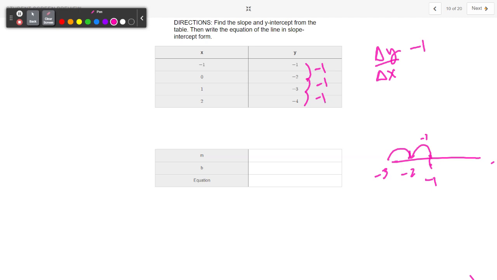And this is my change in y. If you look at the change in x, going from -1 to 0, it's going up 1. 0 to 1 goes up 1. 1 to 2 goes up 1. So my change in x is plus 1. -1 divided by 1 is -1, so that is my slope.